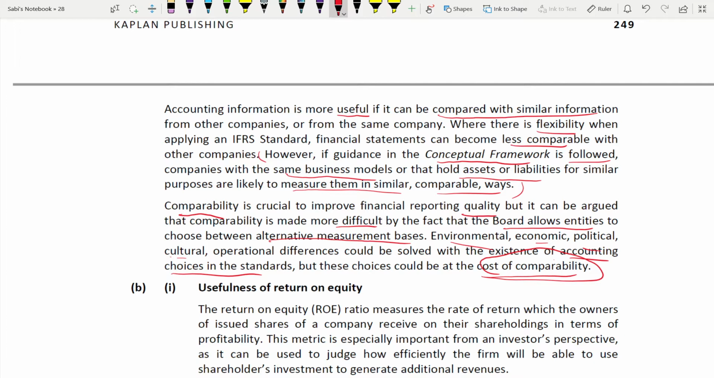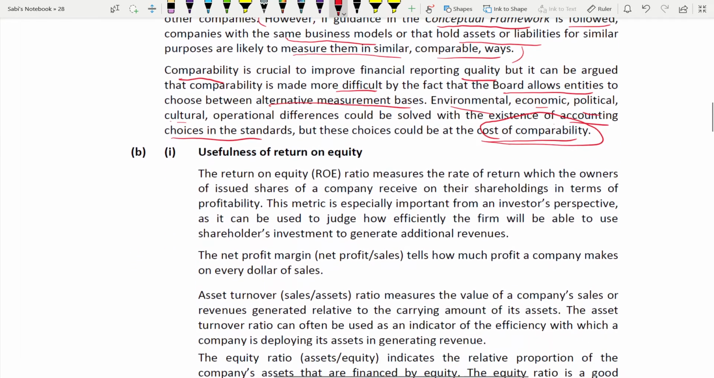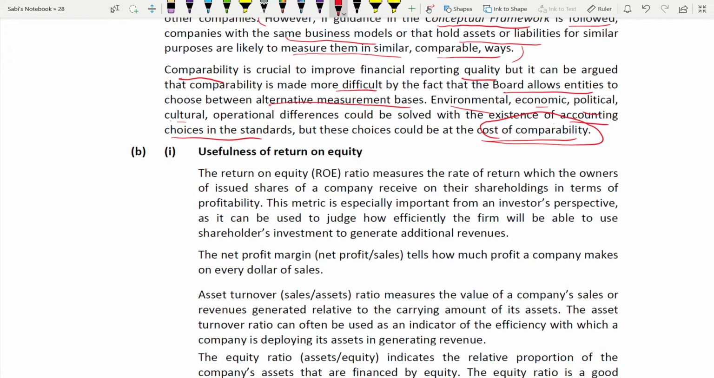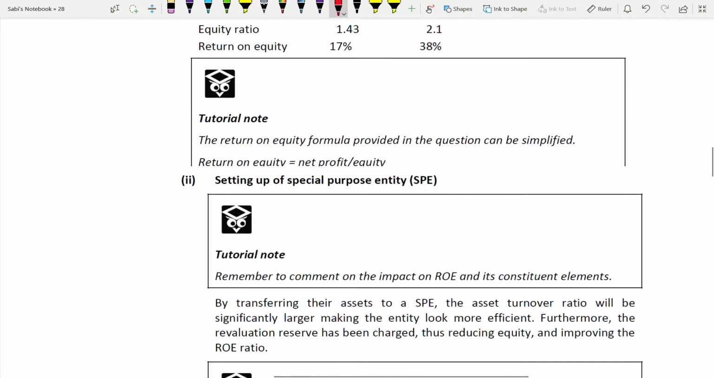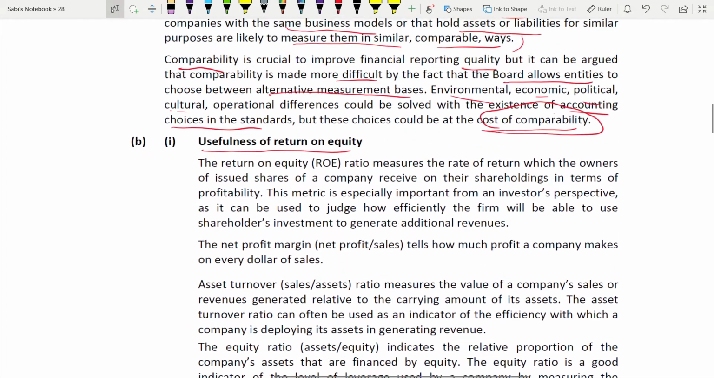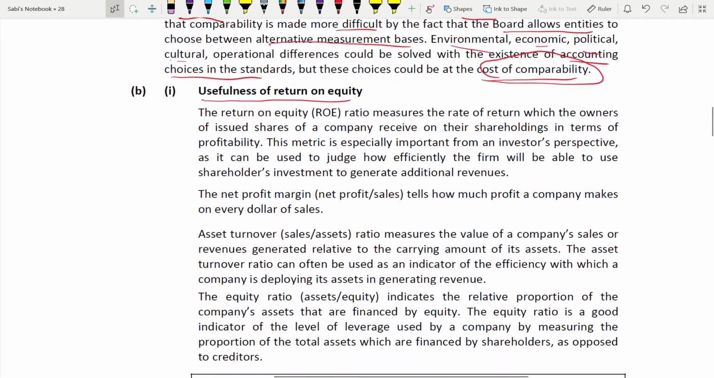Now, coming to B, it is for 6 marks. Now let's come to B, usefulness of return on equity to the investor. Okay, the way you write here matters a lot because you are getting the 2 professional marks for part B, and it is for both the first part and the second part of B. So the first part talks about usefulness of return on equity.